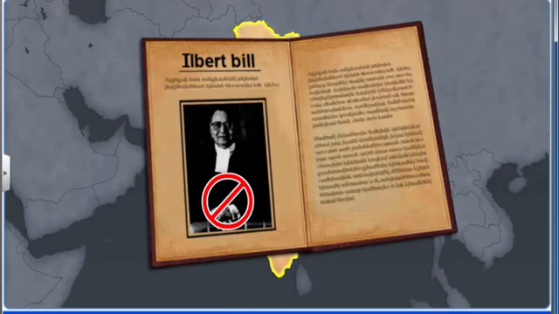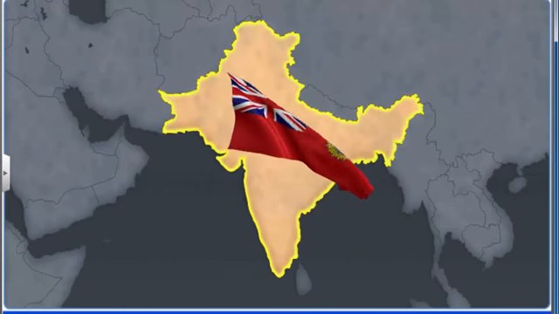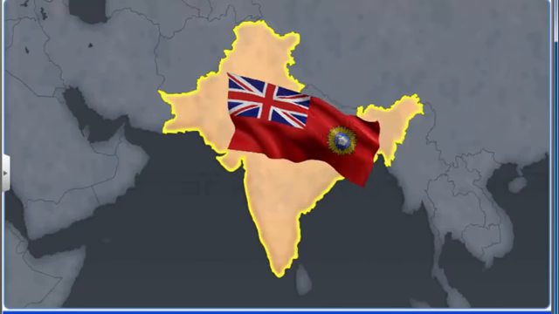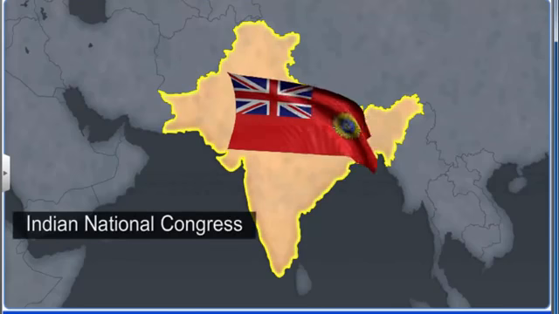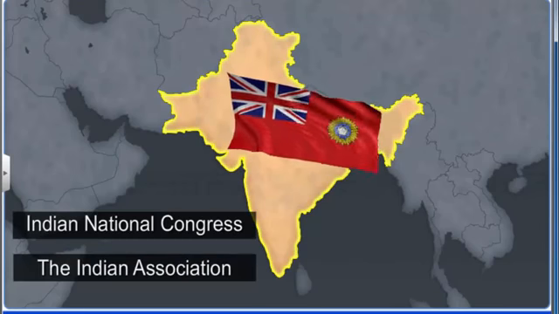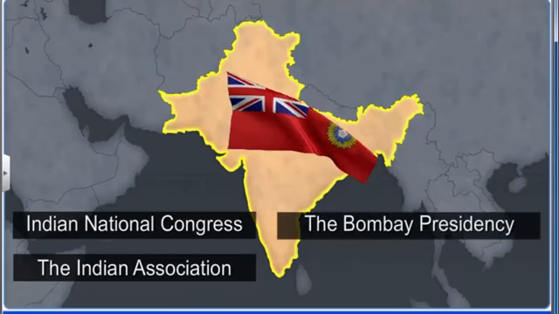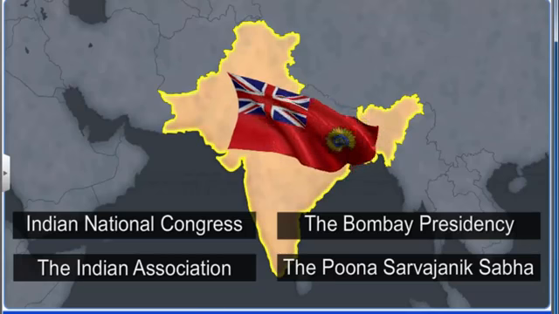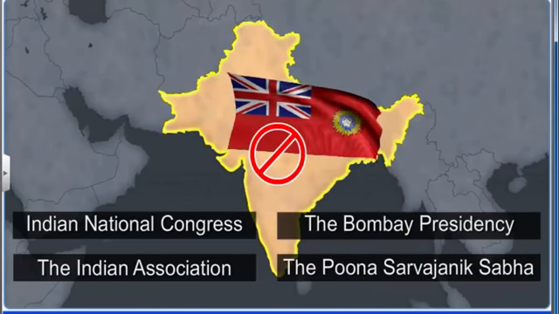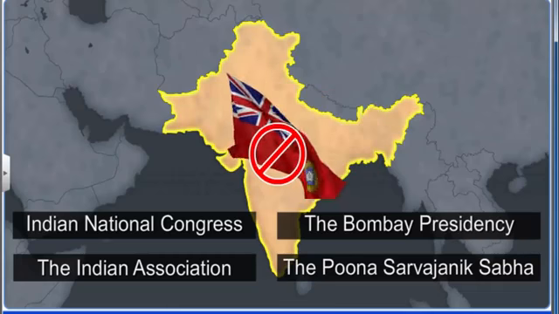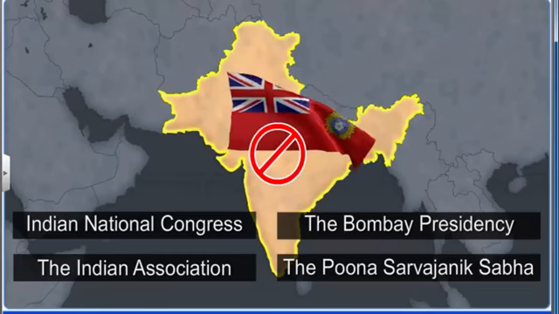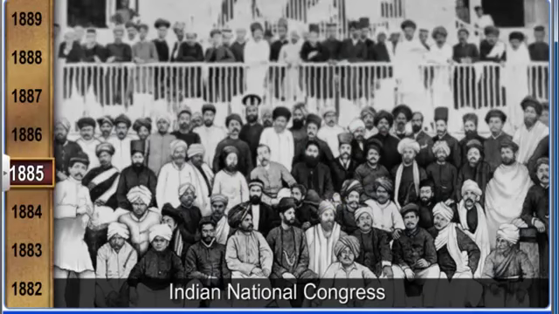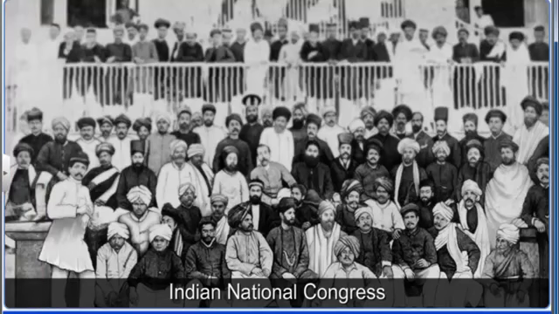by an Indian court. This racial discrimination by the British left the Indians enraged and led to the setting up of organizations like the Indian National Congress, the Indian Association, the Bombay Presidency Association, and the Pune Sarvajanik Sabha. These associations wanted India to be sovereign. This meant enabling Indians to operate without interference from the British. The Indian National Congress was formed in December 1885, when 72 delegates from all over India met at Bombay.